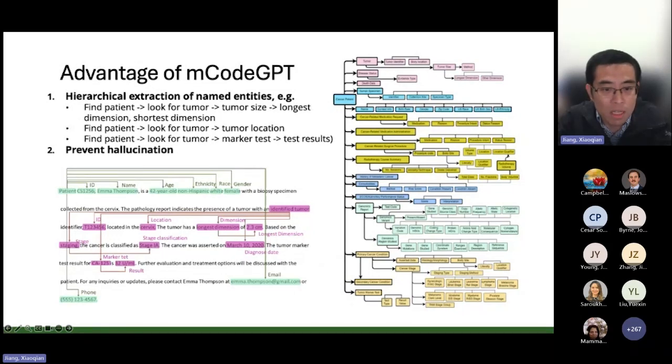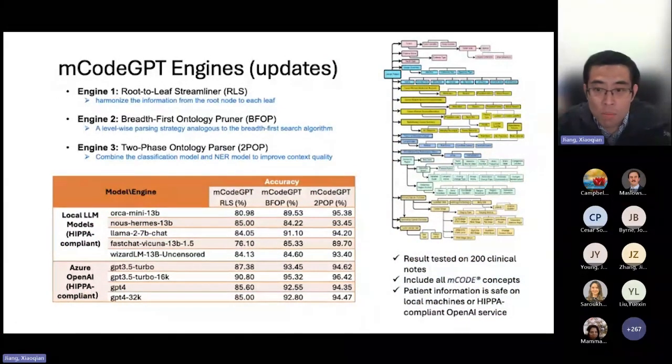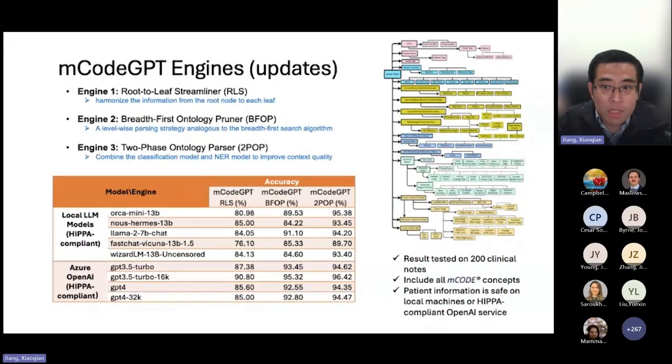So even across different sentences, across paragraphs, the model remains strong in identifying the remaining entities. So just to show you the current experimental result, we have developed various kinds of mechanisms. There are 3 different types of engines. The first is like a root to leaf streamliner.